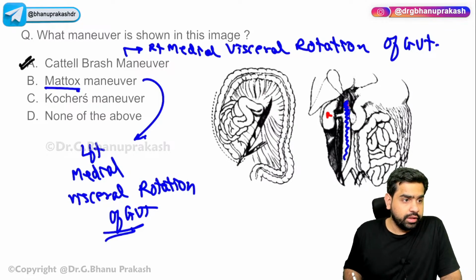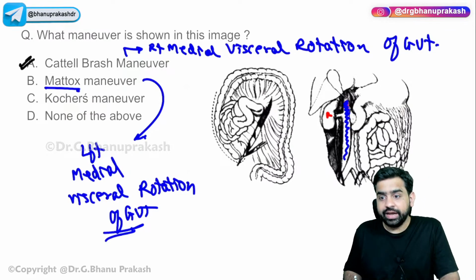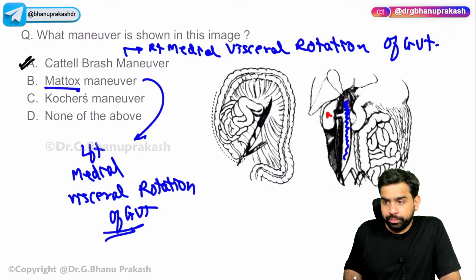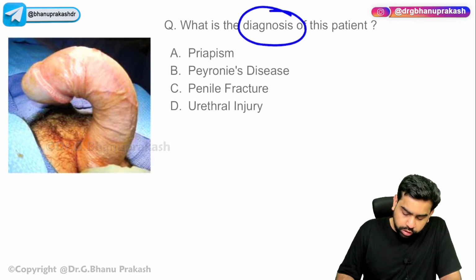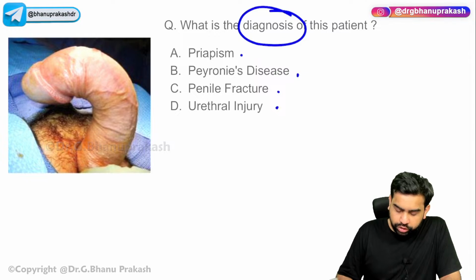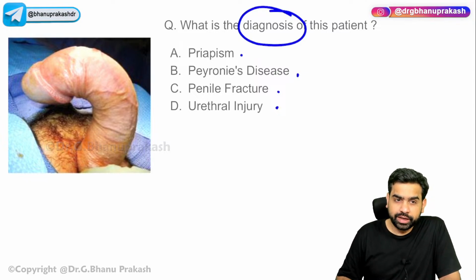Okay, got it. These are the two important maneuvers you need to understand whenever you are operating on patients in the retroperitoneum. I hope you have understood this point. Now let's move on to the next question. What is the diagnosis of this particular patient? Is it priapism, Peyronie's disease, penile fracture, or urethral injury?